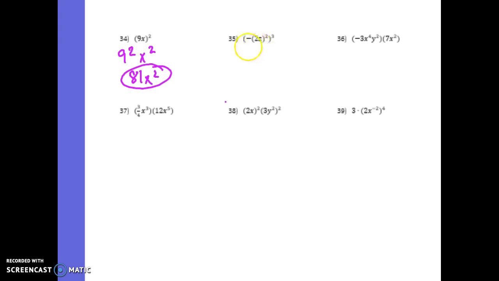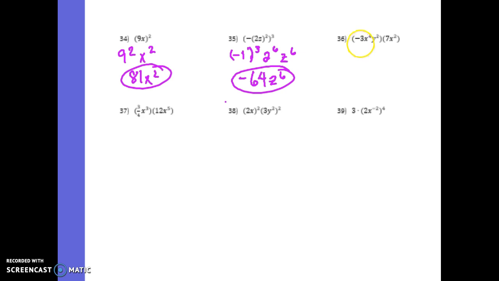Number 35, we're going to take -1 and we're going to cube it, because the negative is on the outside of that parenthesis, so we're cubing it, but then the 2 is going to be squared and then cubed, so 2 to the 6th, and then the z is also going to be to the 6th power. -1 cubed is -1, so that's going to be a negative, and then 2 to the 6th power is going to be 2, 4, 8, 16, 32, 64, so we've got 64 z to the 6th power.